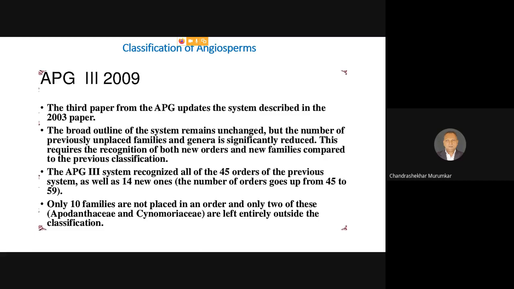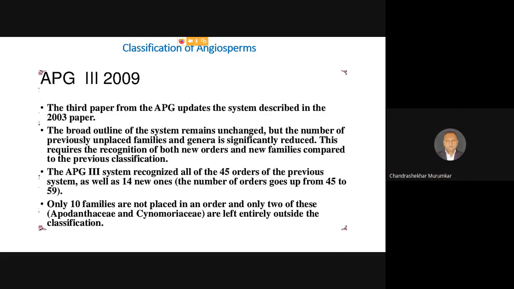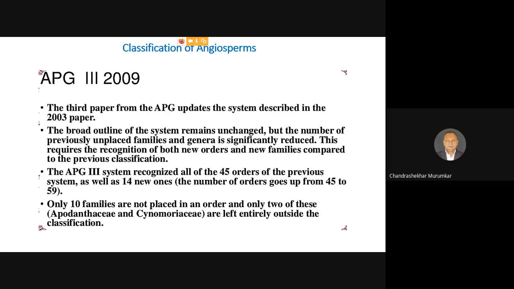Only 10 families are not placed in an order because they are not showing a common assemblage of characters. And only 2 out of these, that is Apodanthaceae and Cynomoriaceae, are left entirely outside. So it has been assumed that these 2 families, or these 2 distinct genera, because they are monogenic, are totally different from angiosperms. They cannot be called members of angiosperms because they are showing certain characters which cannot be fitted in the definition of the angiosperms. So obviously within angiosperms also, we are seeing an evolution. On one hand, we have the most primitive angiosperms which do not exist today.